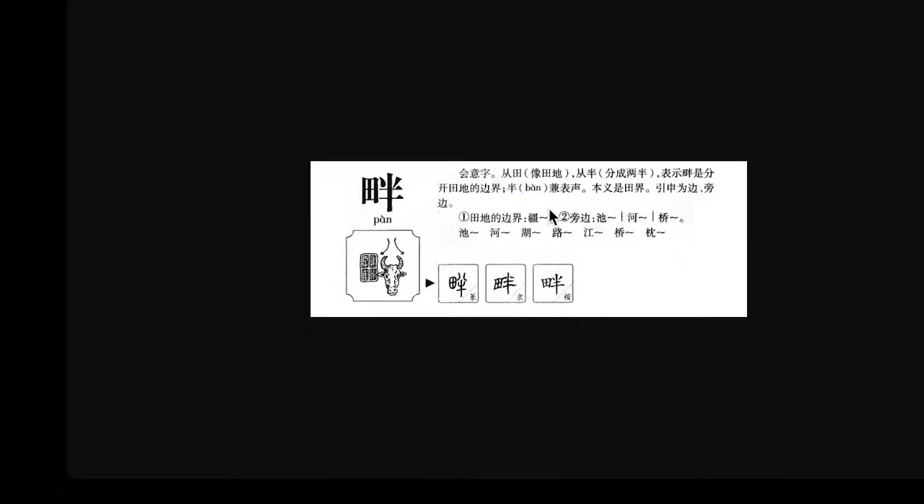Now this character goes with the 田 radical, which means field, agricultural field, and then on the right hand side is 半. Now 半 means 分, right? It means divided into half. So this is because we're talking about the border, the boundary, and of course a boundary means that you divide the land, right? And so that's why they use this 半 over there.